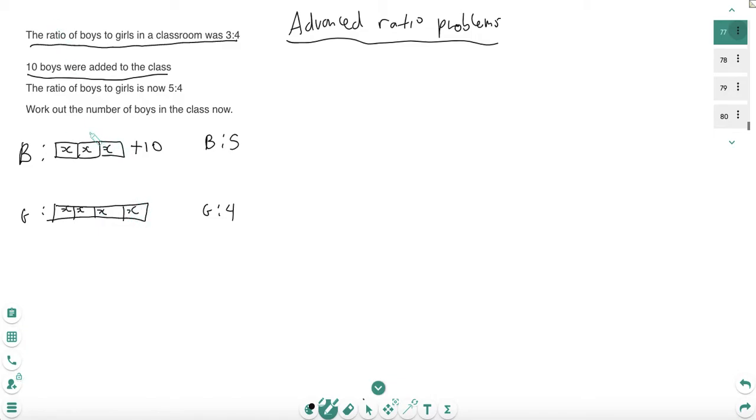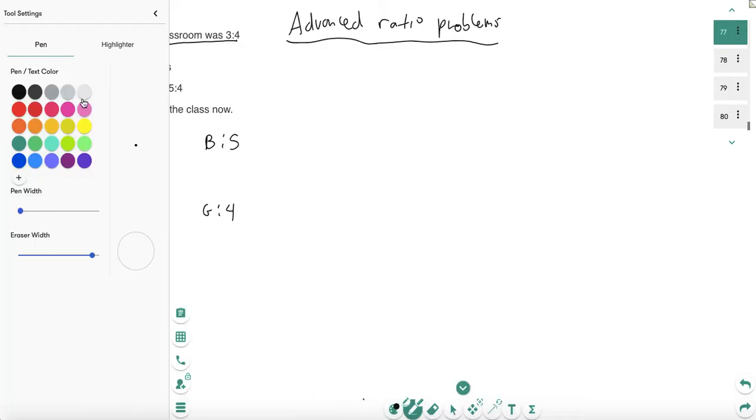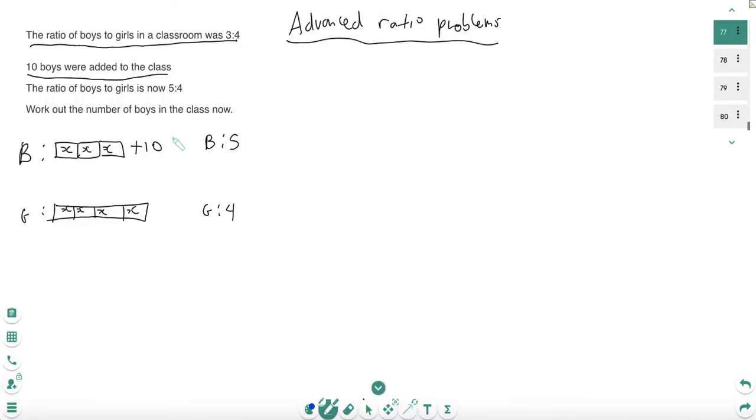So let's write down an expression for the boys now. So x plus x plus x is 3x. 3x plus 10. So that's an expression for the number of boys now. 3x plus 10. And an expression for the number of girls is 4x. Okay? And we know now that the ratio of boys to girls is 5 to 4.